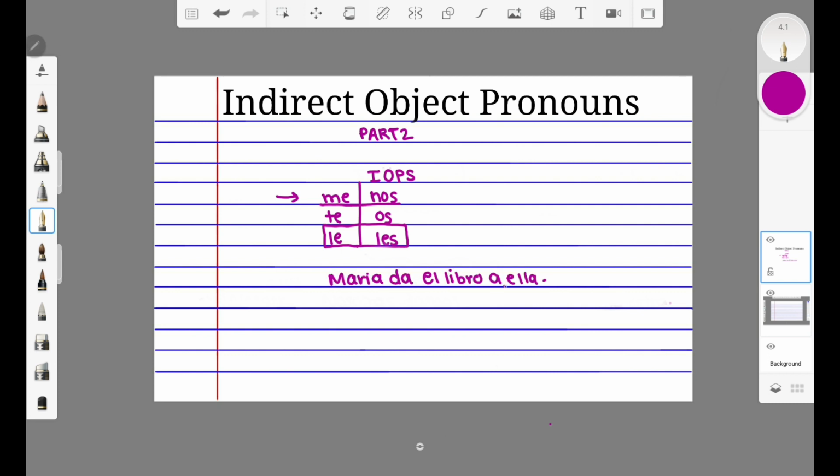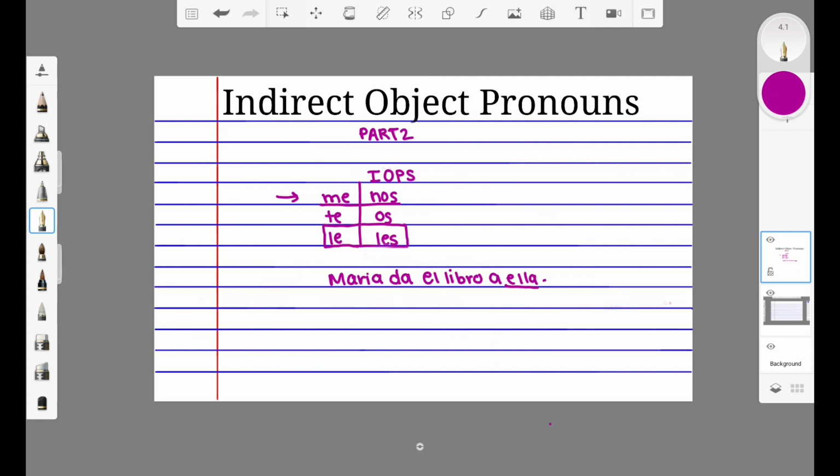So now back to our example. Ella is our indirect object, and we are now going to replace it with the correct indirect object pronoun, which we already identified as le, because it's the ella and usted form. But now it's just a matter of where we're placing it. Indirect object pronouns and direct object pronouns have this in common. So also make sure to go check out the direct object pronouns part 2 video where we explain that again.